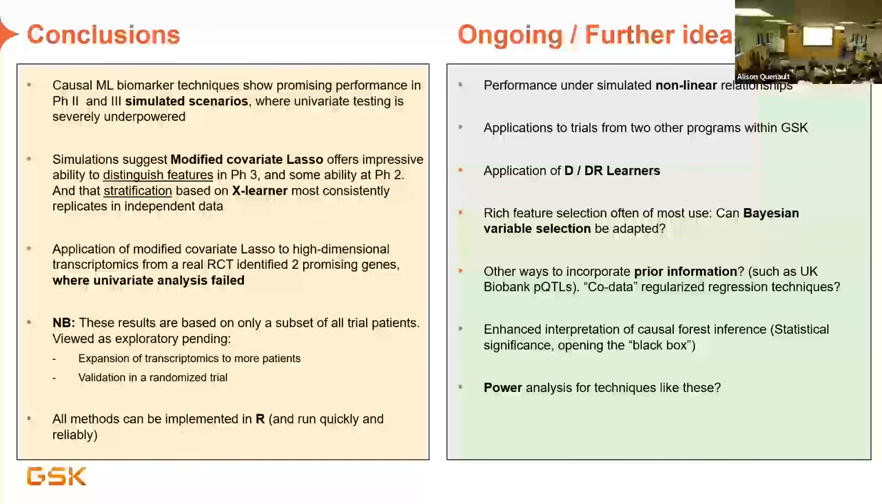All of these methods can be run in R. Two of them have R packages already, and they run pretty reliably. The modified covariate lasso: glmnet is obviously a fantastic implementation of lasso. You have to write a wrapper script to do the modified covariate part, but it's pretty easy to work that out from the paper.